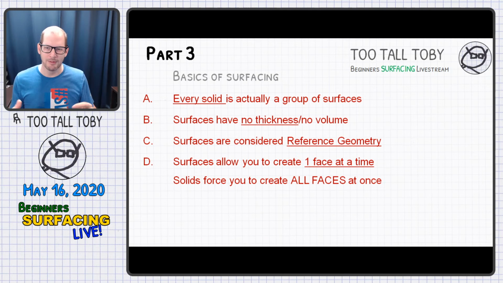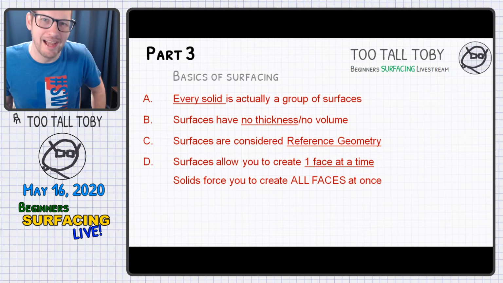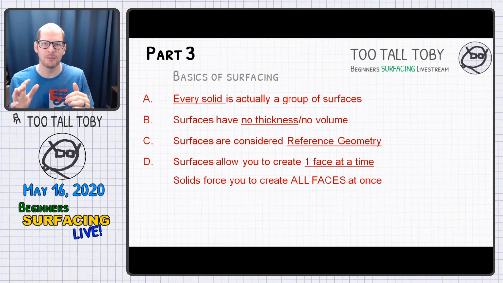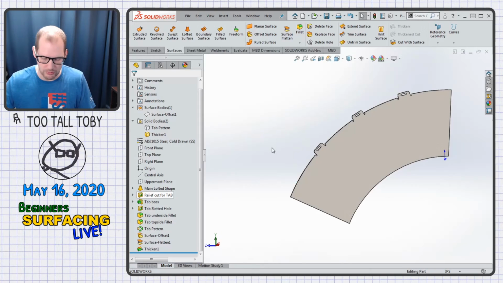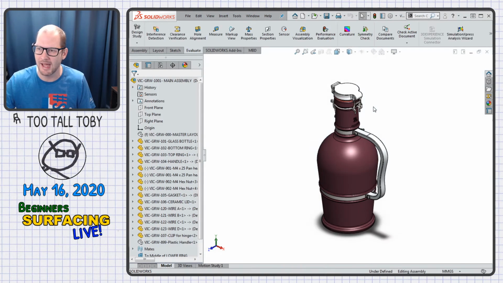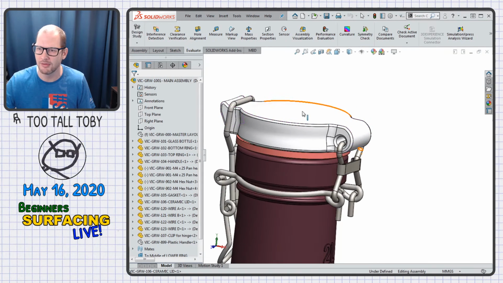Number 3, surfaces allow you to create one face at a time, whereas solids force you to create all faces at once. Now, this is getting a little bit into the why, or when. When should I use surfaces? A lot of times when you look at a model that's created by somebody who's got some experience, it looks like a crazy, swoopy, lofty model, like maybe the lid here of this bottle.